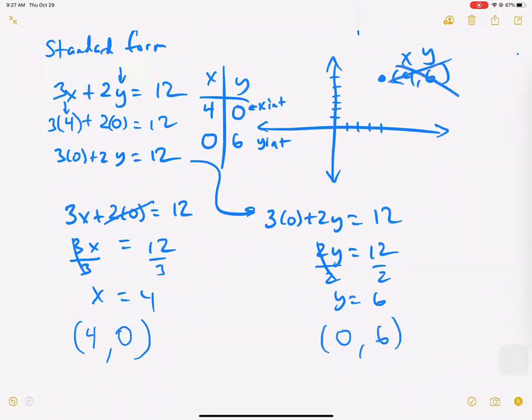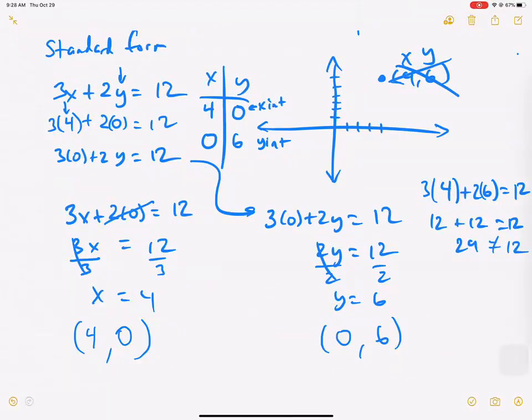Not 4, 6. If I use 4, 6 in the equation, let's try it. 3 times 4 plus 2 times 6. Is this 12? Well, this is 12 and this is 12. This is not 12. That's 24. This is not right. So please don't get confused and start mixing these x's and y's, these intercepts together, because they are actually two separate points.